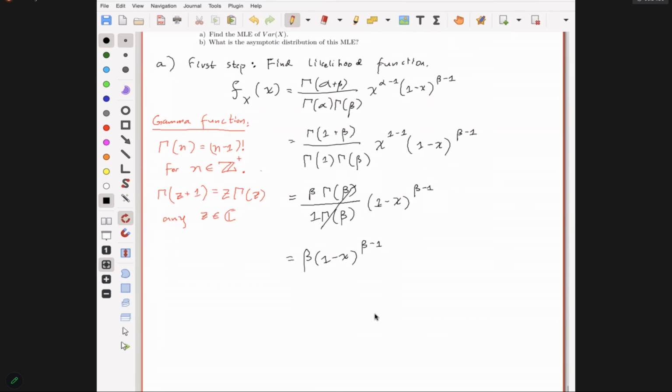Okay. So again, this is not the likelihood function yet. This is the density for a single x. And so now our likelihood function. How do we get our likelihood function?